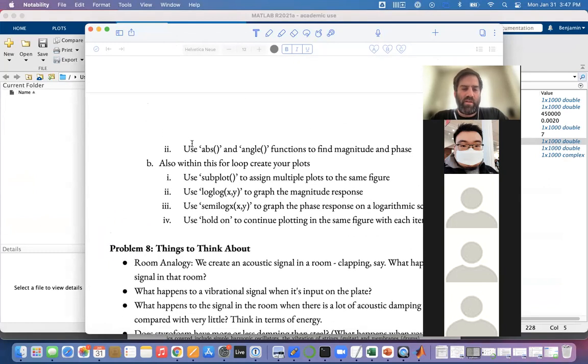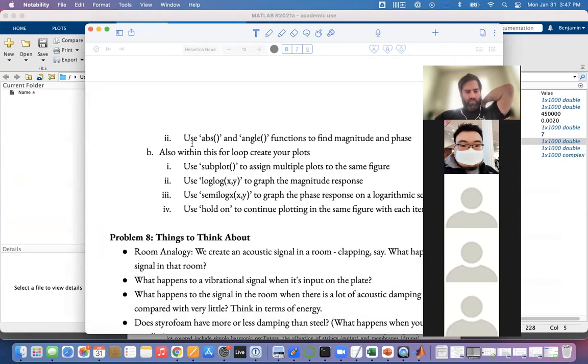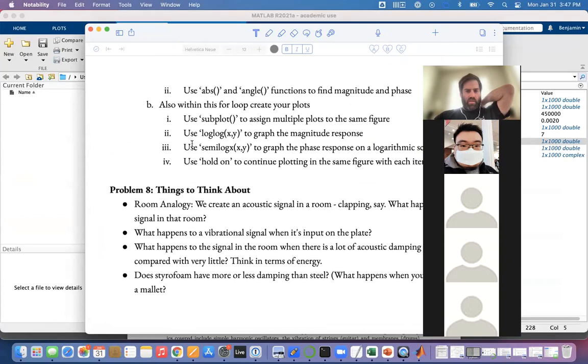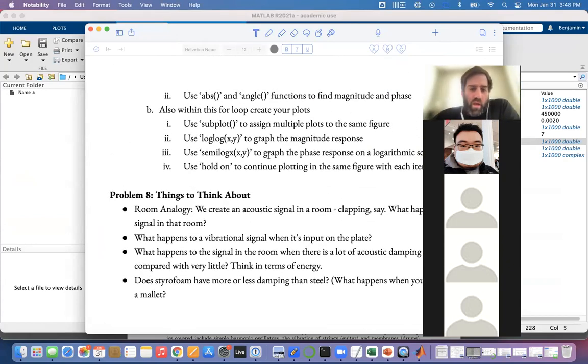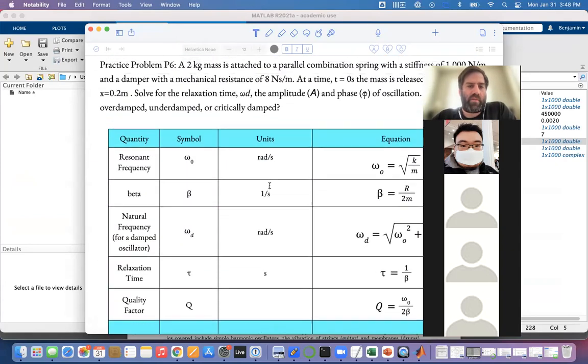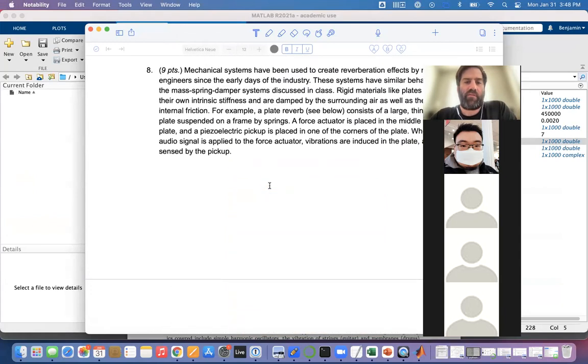Okay, let's jump to problem 8. Problem 8's kind of fun, actually. And I guess we don't need to do this on, we can do that right here too. Okay, so if you haven't looked at it in a while or haven't looked at it at all, question 8 is about plate reverbs, right?